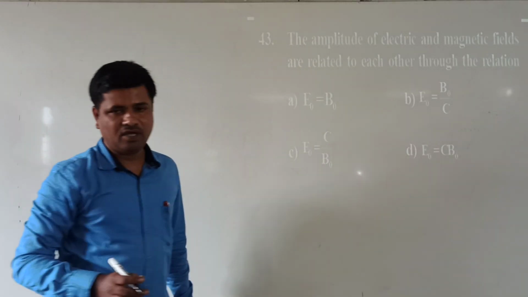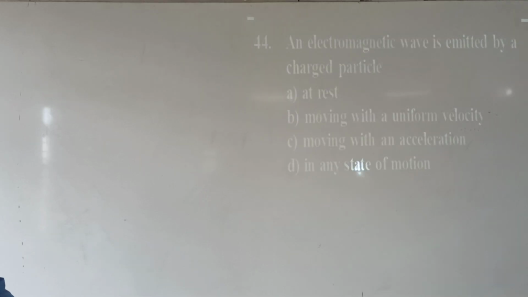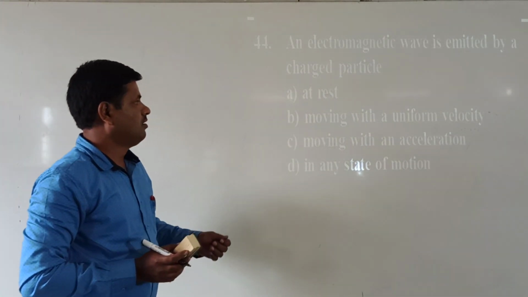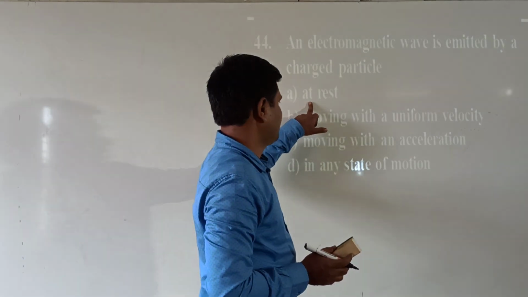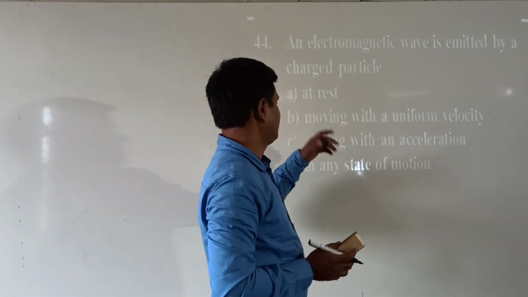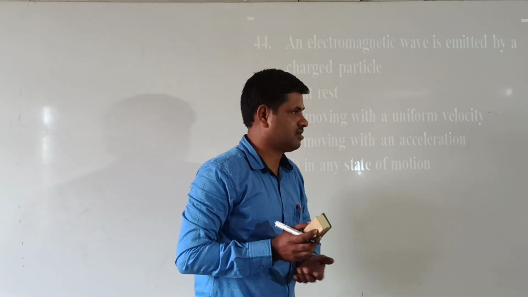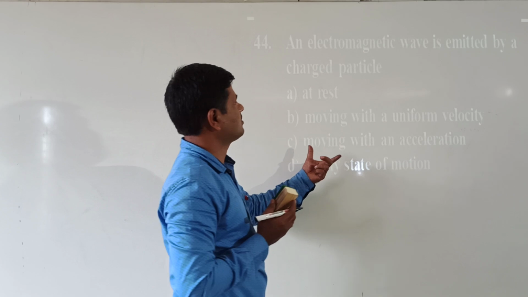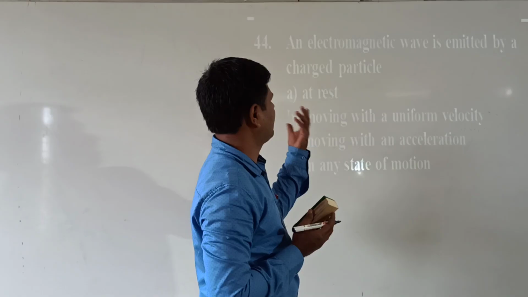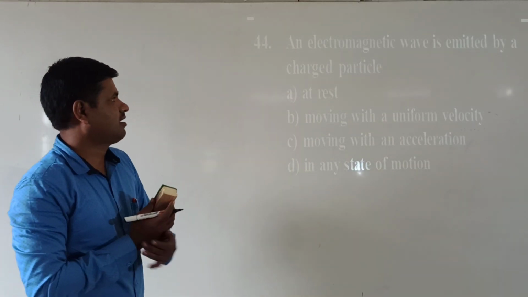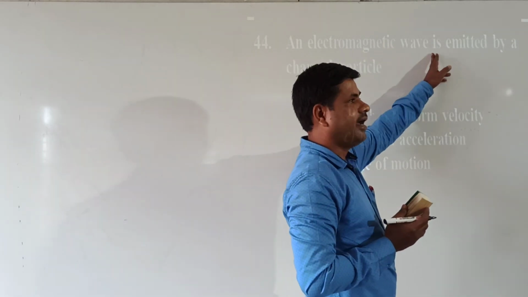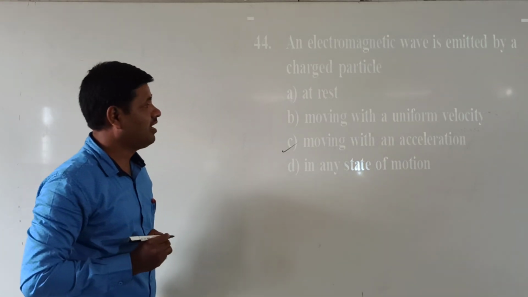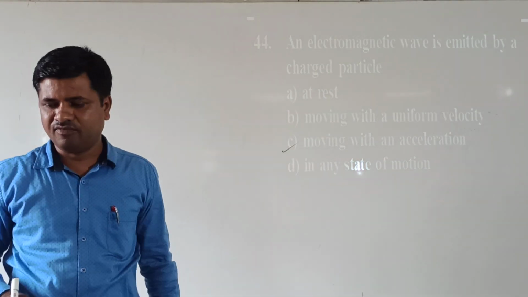Next, we go to question number 44. An electromagnetic wave is emitted by a charged particle. First option: at rest. Moving with uniform velocity is also not correct. Moving with an acceleration: why? We know already that accelerated particles, such as electrons, emit electromagnetic waves. That's the reason the particle is moving with an acceleration. This is question number 44.